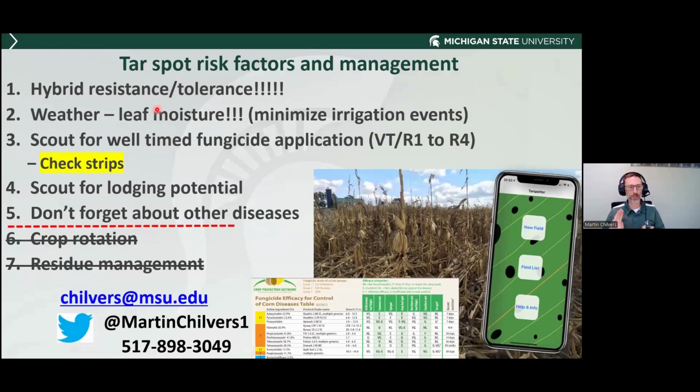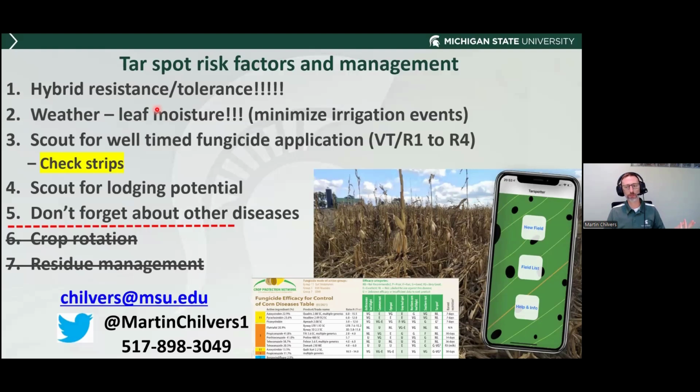So for management of tar spot, hybrid resistance or tolerance is really important. If you're trying to prioritize fields, think about how those hybrids stack up. Do you know that some are more susceptible than others? I would definitely focus on them for scouting and fungicide applications as warranted. You can continue to monitor weather risk through the Tar Spotter app, then get out and scout and use those check strips.